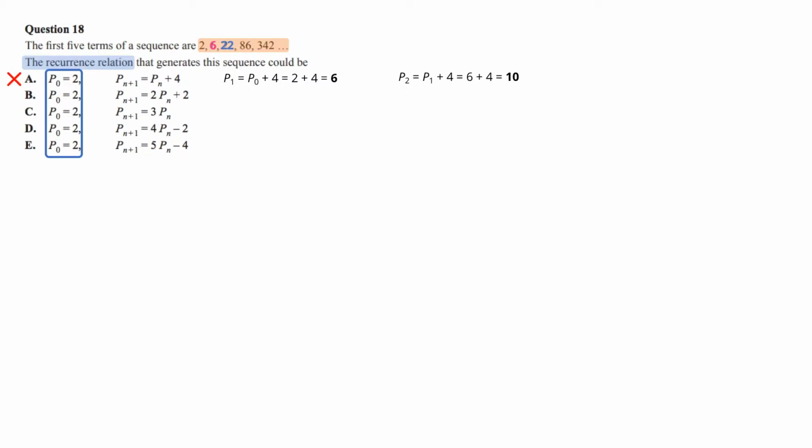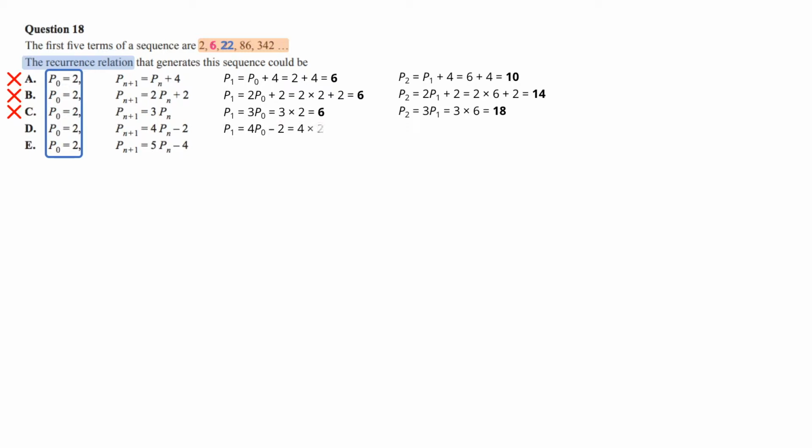So we can cross out option A, and now we calculate P1 in option B, which is 6, so that is true. So we have to calculate P2, which is 14, so this is not true, so we can cross out option B as well. P1 in option C is also 6, and P2 is 18, so we can cross out option C as well. In option D, P1 is also 6, and P2 is 22, so this is true.